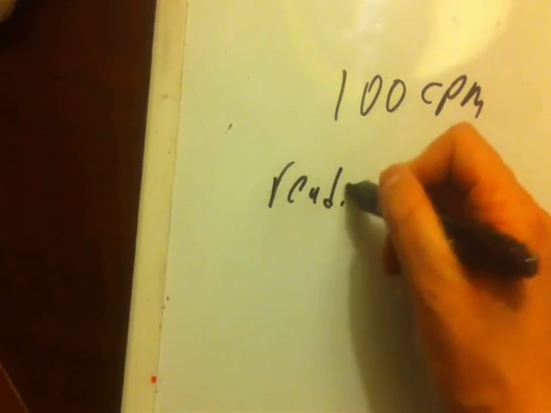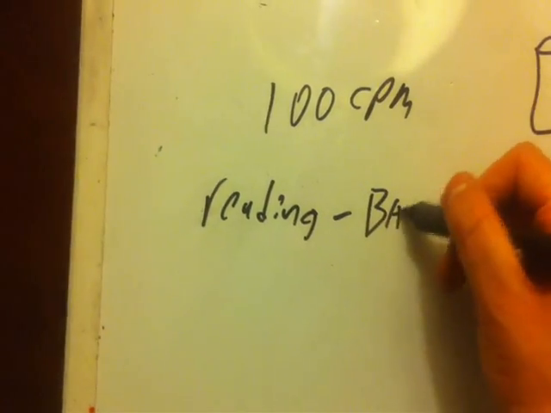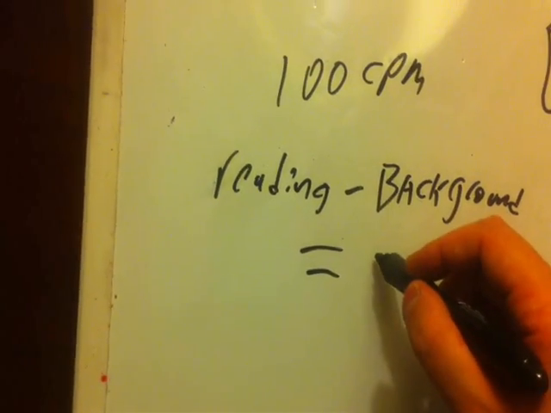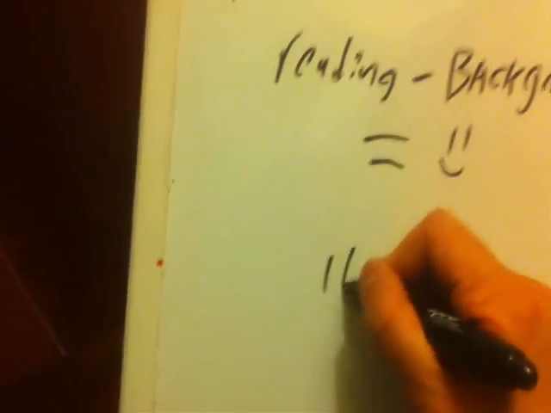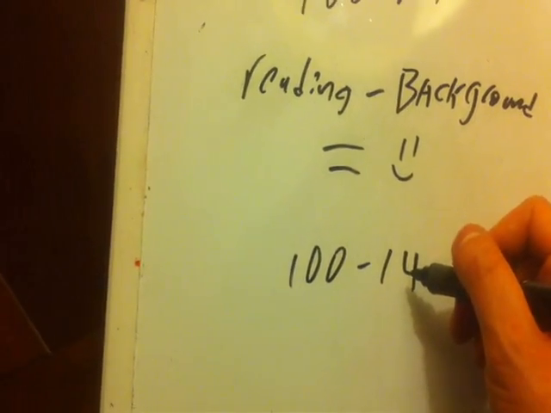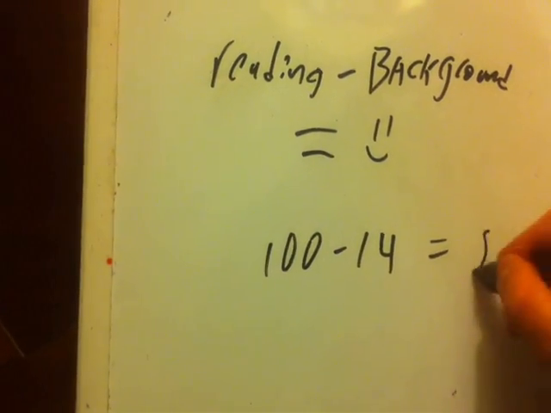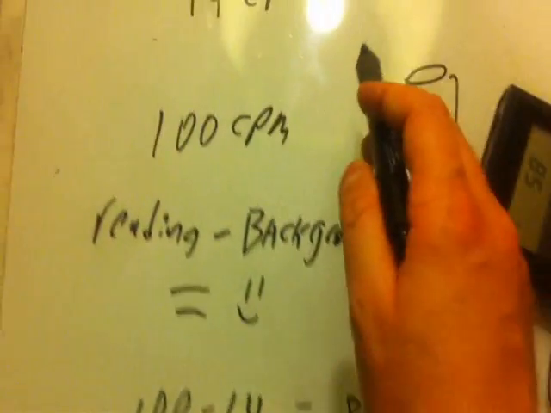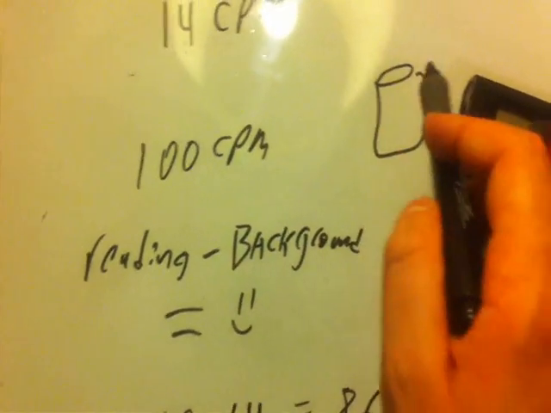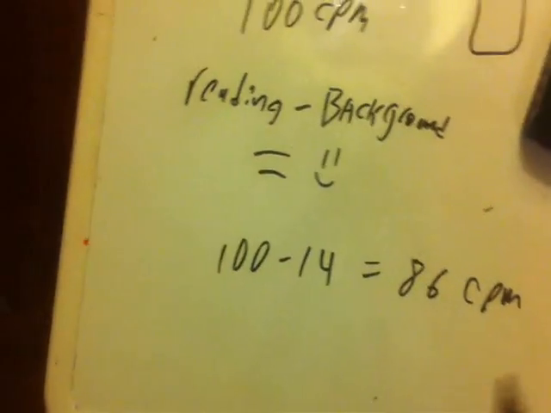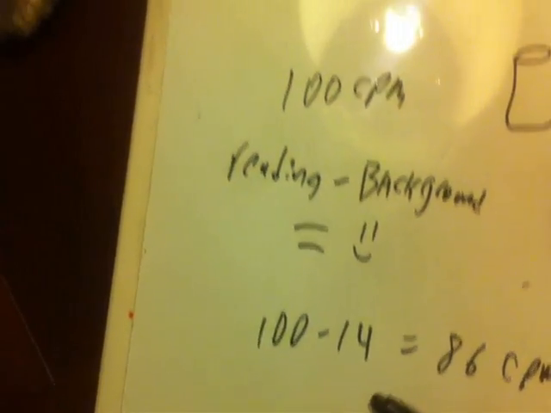So, reading minus background equals the answer. So 100 minus 14 would be 86, right? 86 counts per minute is the real radioactivity of this object. It's not 100, because it's this plus the background radiation. You understand? And so that's why you need to know what the radiation is around you before you can guess.